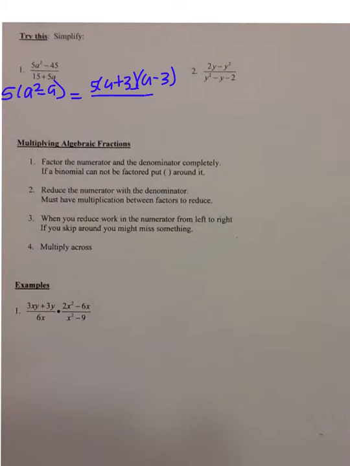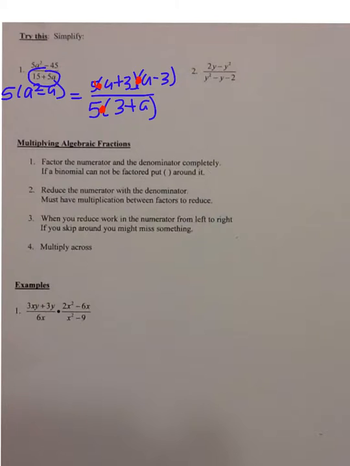And in the denominator, I see here that there's a GCF, and the GCF is 5. So I factor out the 5 and I have 5 times 3 plus a. So now remember, when you reduce, you can reduce any numerator factor with a denominator factor. Remember, there's multiplication in between the 5 and the parentheses here, and the 5 and the parentheses here.